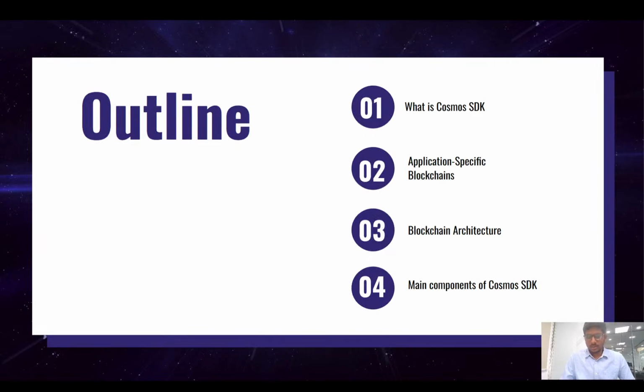First we'll be discussing what Cosmos SDK is. Then we'll be discussing application-specific blockchains, and then the blockchain architecture. Later we'll be discussing the main components of Cosmos SDK.